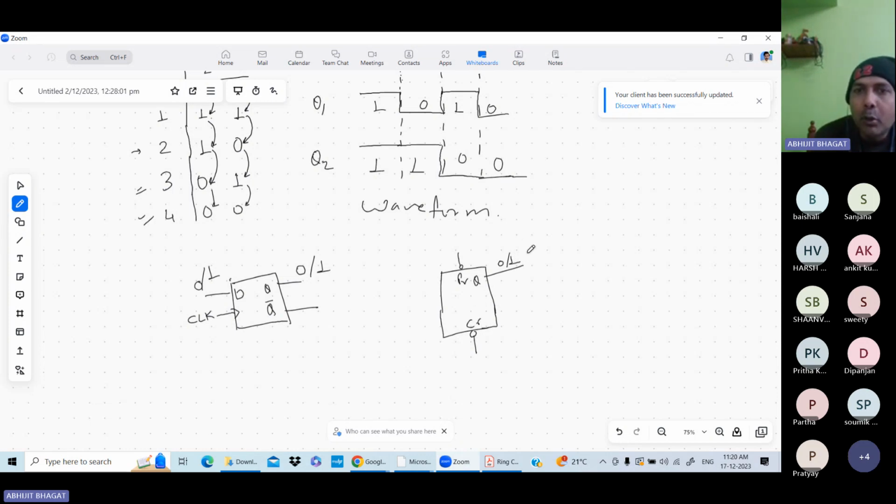So if you want to set the initial value of the output as 0, then you connect the clear terminal with ground, or 0. It will be 0. Clear?